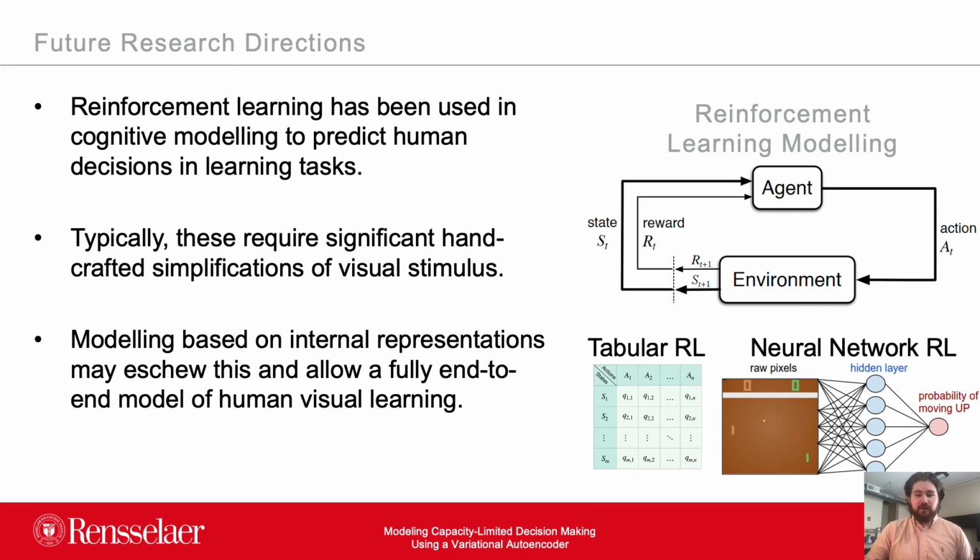Our proposed model can allow for these types of predictions by modeling how humans form task-relevant representations of complex stimuli and then use those representations in reinforcement-style learning.